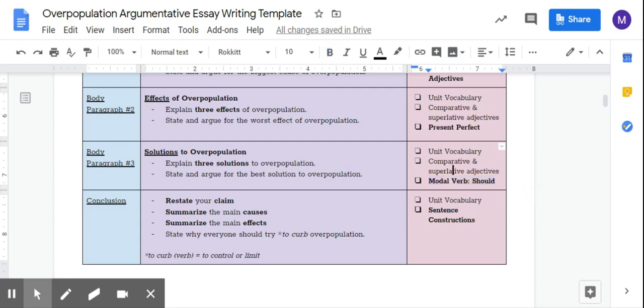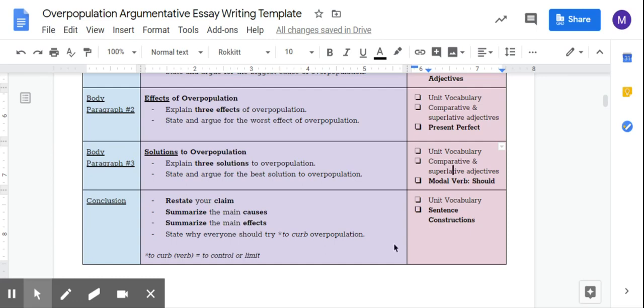The last paragraph is your conclusion, where you will restate your claim in different words. You'll then summarize the main causes, then summarize the main effects, and then you're going to state why everyone should try to curb overpopulation. And just remember that to curb, we saw this in a reading before, but it means to control or limit someone or something. And the grammar focuses on sentence constructions.